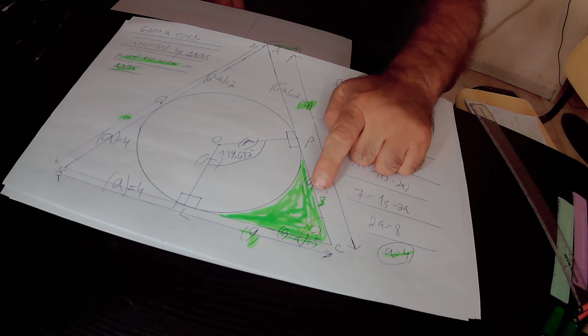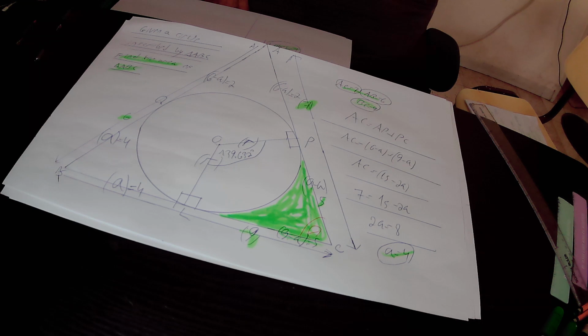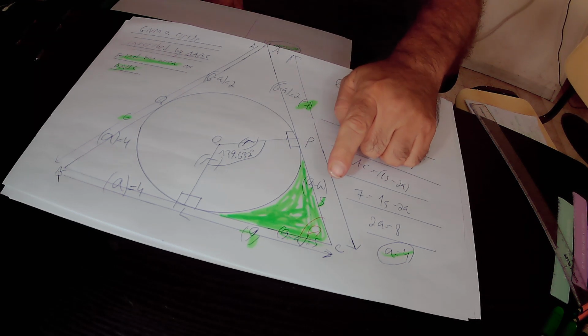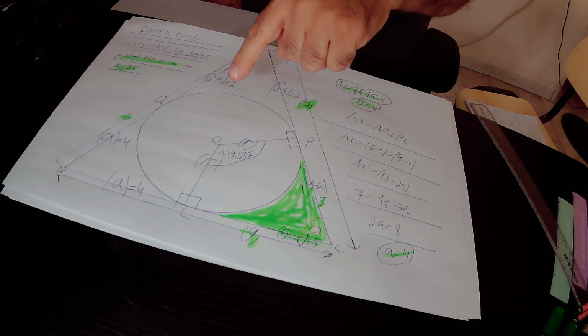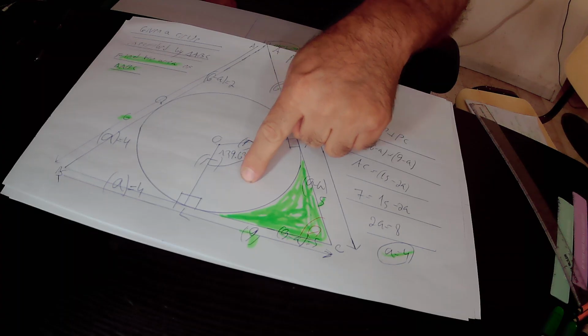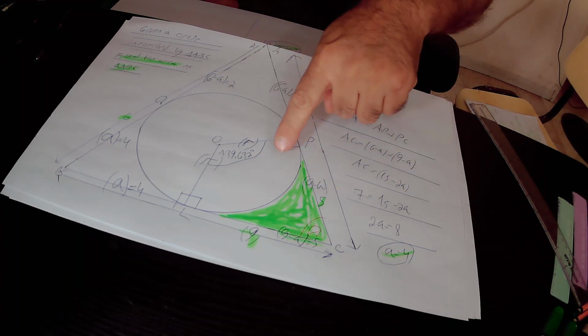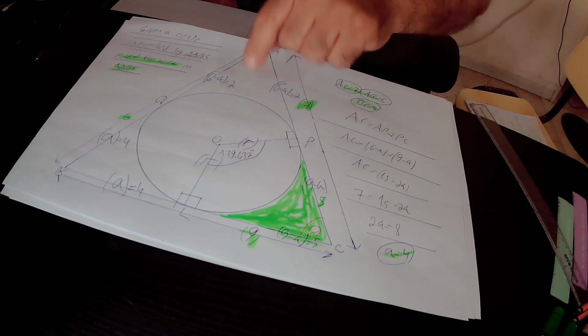Our task is to find the area of this green shape. So what is the area of this green shape? From the drawing, it is very easy to see that the area of this green shape equals the area of quadrangle POLC minus the area of this sector POL. So write it down.